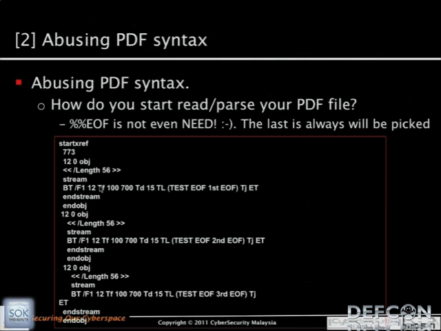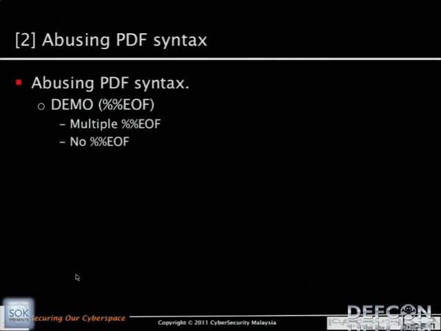So like I said, this is the declaration for object 12. The last object 12 will always be executed. Okay? So this is the one. The last one will always be used by a PDF reader. So for example, the demo.